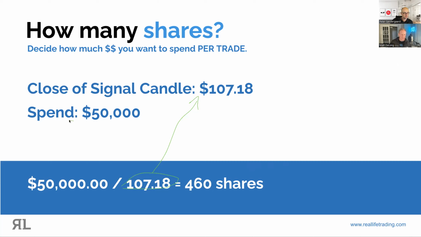So here we are. We're going to spend $50,000. Here's our math. 50,000 divided by 107.18, which is our price that we're going to buy at. We can afford 460 shares. Is that math correct? Someone double check me. Should be. Yeah. Good. 466. Okay. Well, there we go.